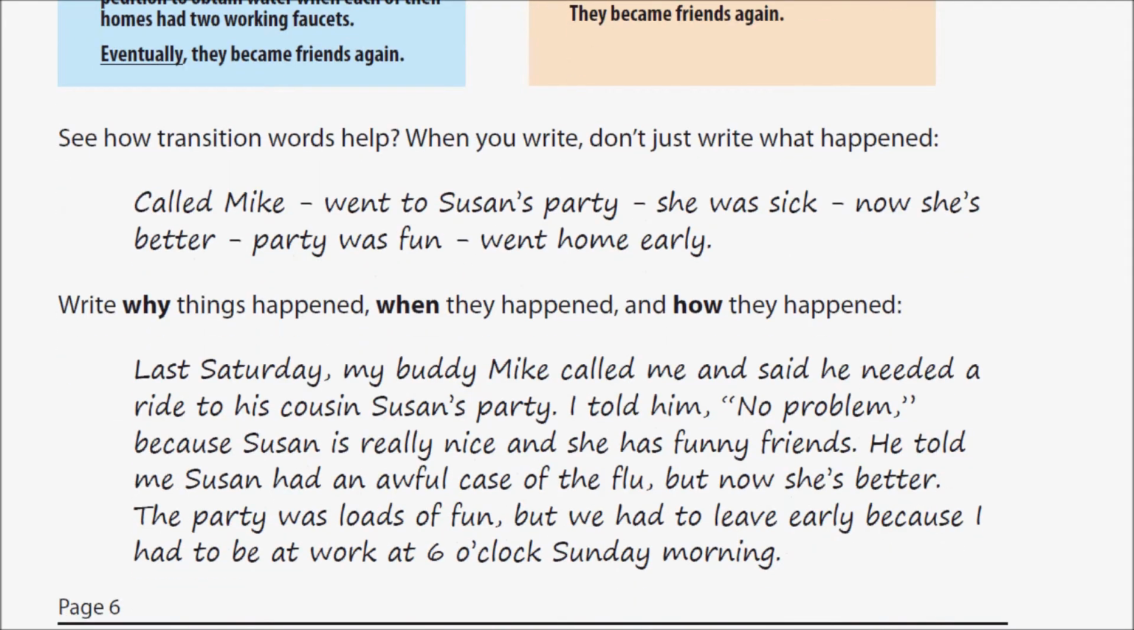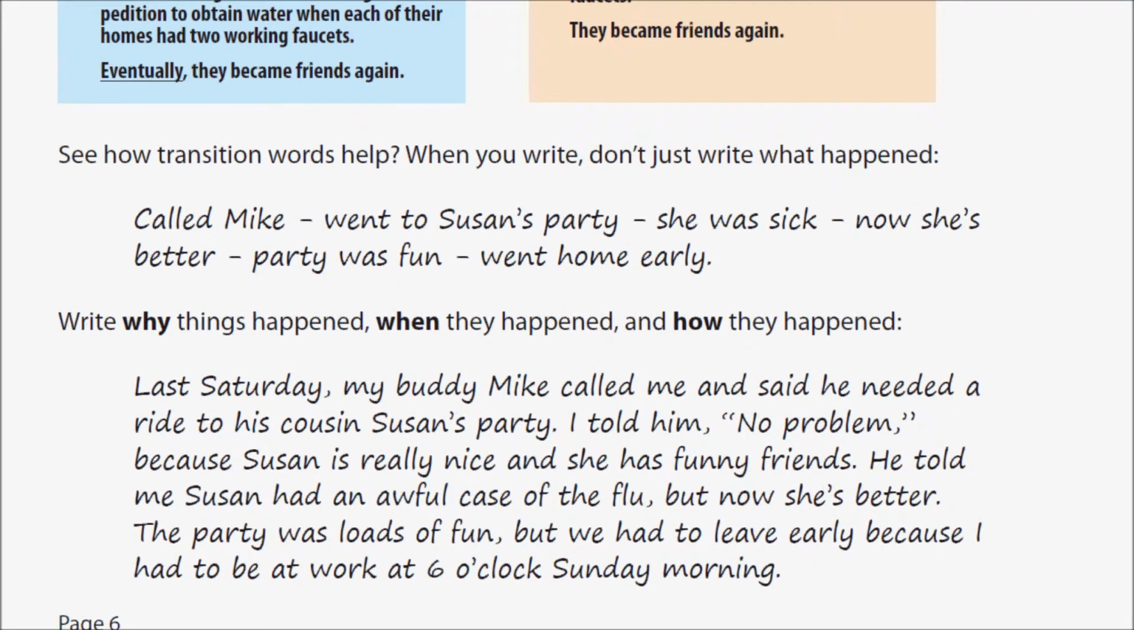Here's one more example of how transition words are helpful. Okay, now here's a series of notes. Called Mike, went to Susan's party, she was sick, now she's better, party was fun, went home early. Okay, there's a series of notes, but it doesn't really tell you what is going on. But just take a look at this. When you write transition words, you should write why things happened, when they happened, and how they happened. And it makes your story a lot more interesting.